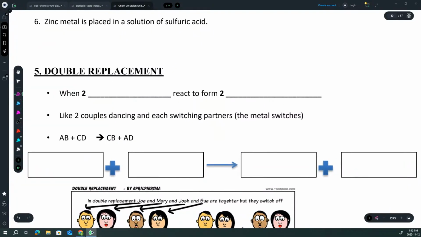All right, so double replacement is when 2 ionic compounds react to form 2 new ionic compounds.